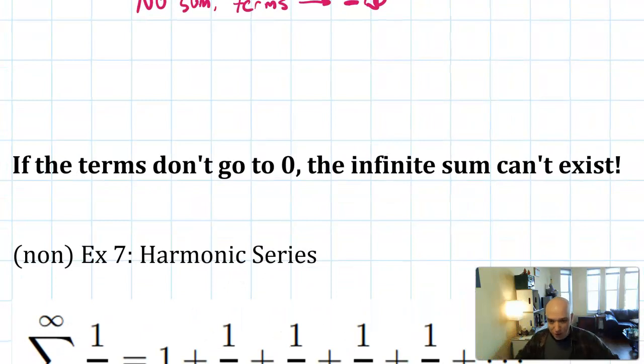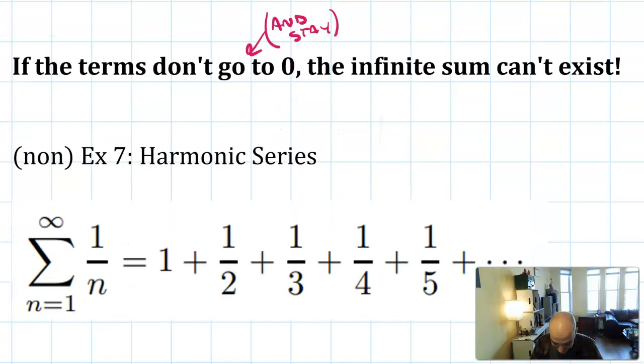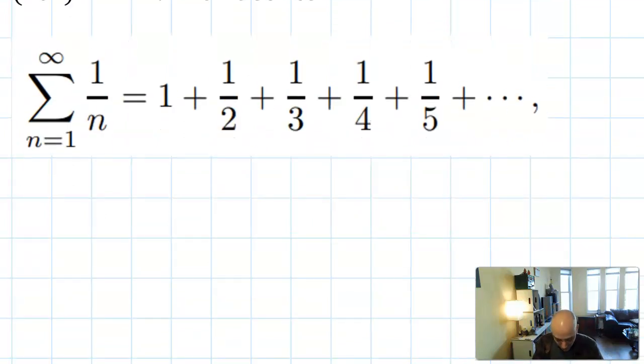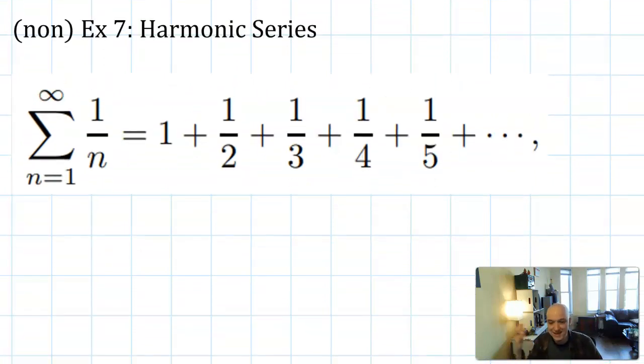Okay, so here's the thing to remember. If the terms don't go to zero, like stay close to zero, the infinite sum can't exist. Actually, I should add: go to and stay at zero. The infinite sum can't exist. That's true, but it actually turns out that there is a famous series called the harmonic series that has terms that go to zero. The infinite sum still doesn't exist. What? Well, the issue here is this isn't geometric.